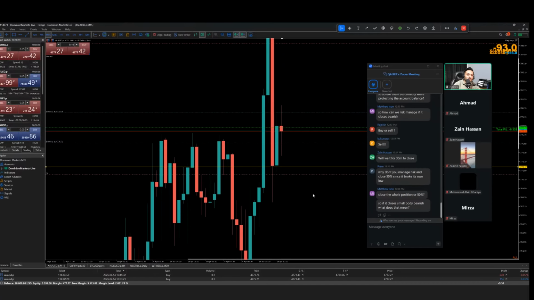So if it closes as a small body bearish, what does that mean? That means it dropped the volume. Then I need to close my 50% position, close one position there. Then I need to rely on the 30-minute time frame. See this one. Let's see if it's going to close within 1 minute. There's 1 minute left for the candle to be closed. So why not close?